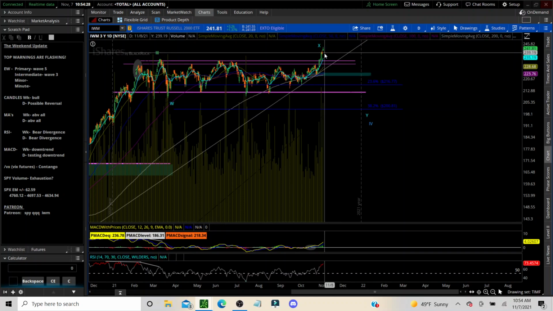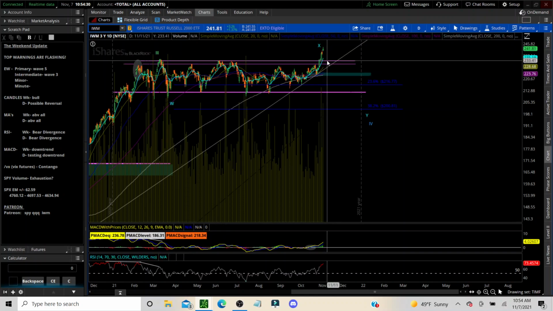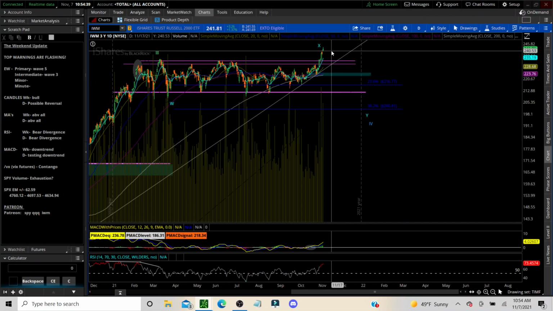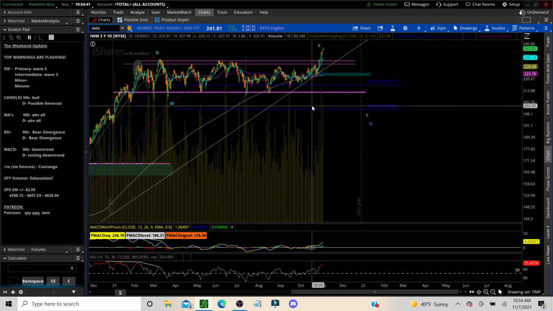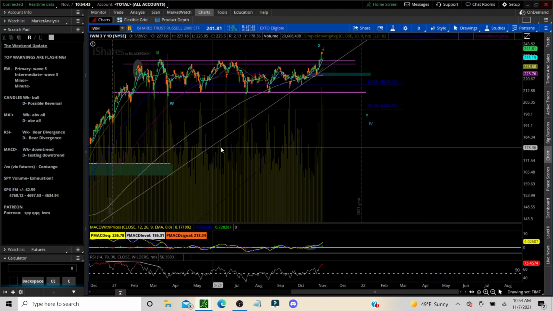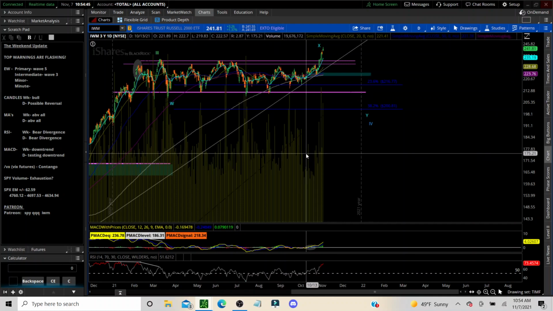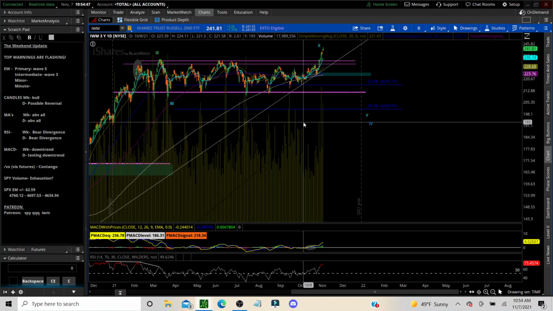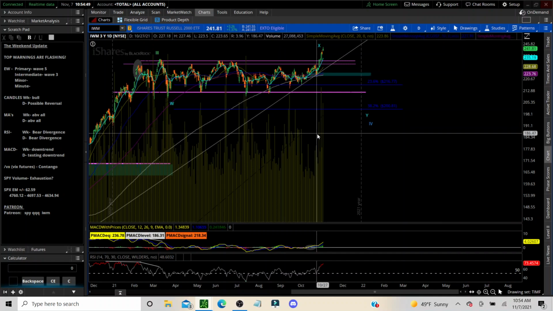So if we do get a pullback here, we'll be looking to see if we want to get into this, and maybe this will hedge. We jump into this name, this index, and hedge some of those down positions that we'll have in SPY and QQQ.